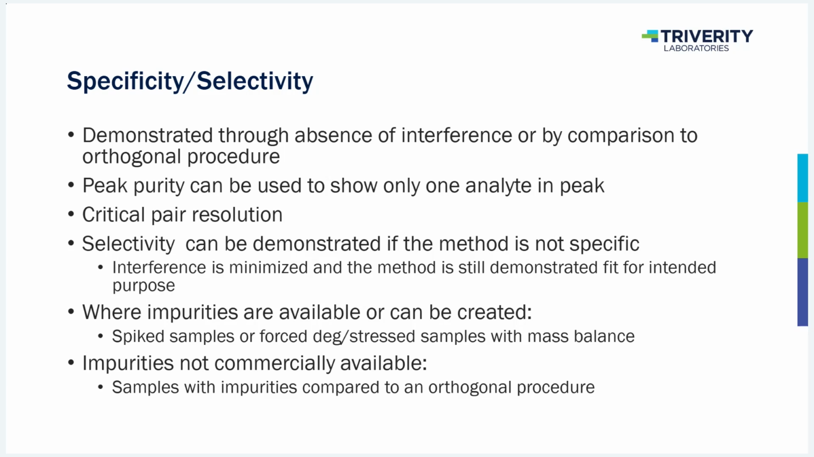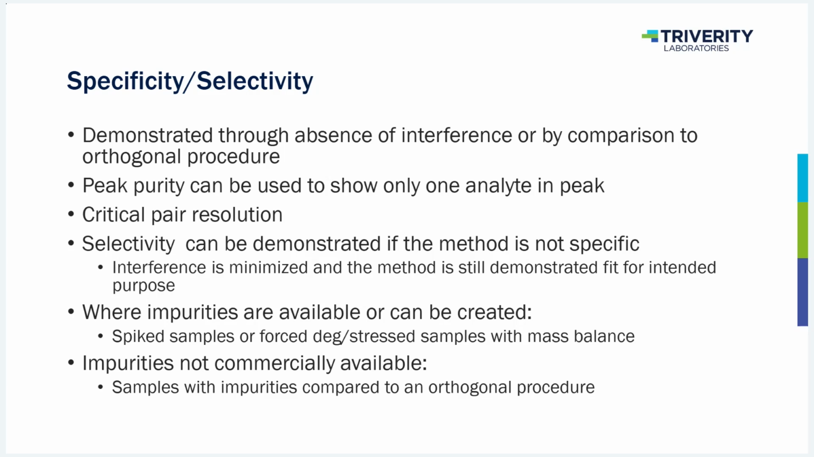Selectivity is when the method is not specific. An example of this would be an assay method, maybe your dissolution chromatography, where you are running a really short method, and you might have some impurities that co-elute with your API, but the concentration is so low that those impurities are never going to register. Maybe they're at 0.1% and you're running a really low concentration. You're not going to see those impurities. So the interference is minimized and the method is still demonstrated to be fit for the intended purpose with the method validation, showing the accuracy, showing the precision.